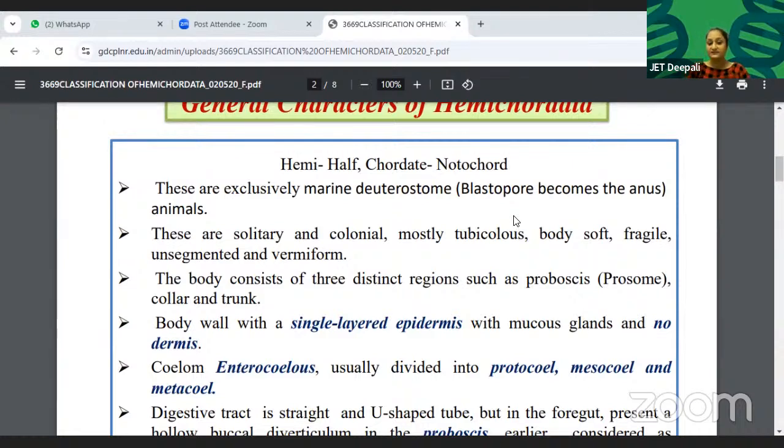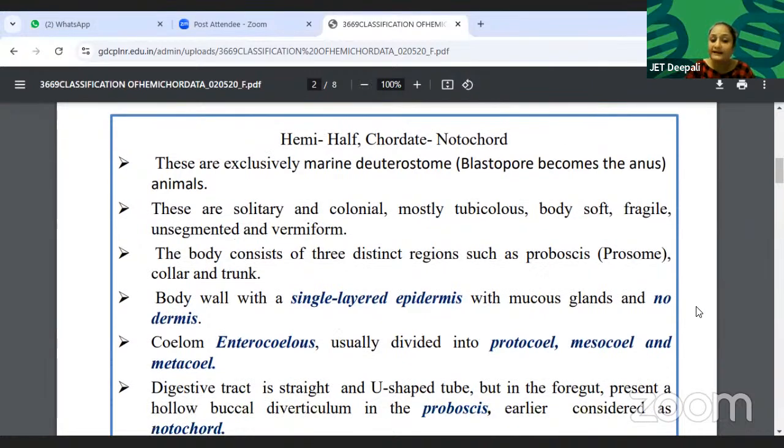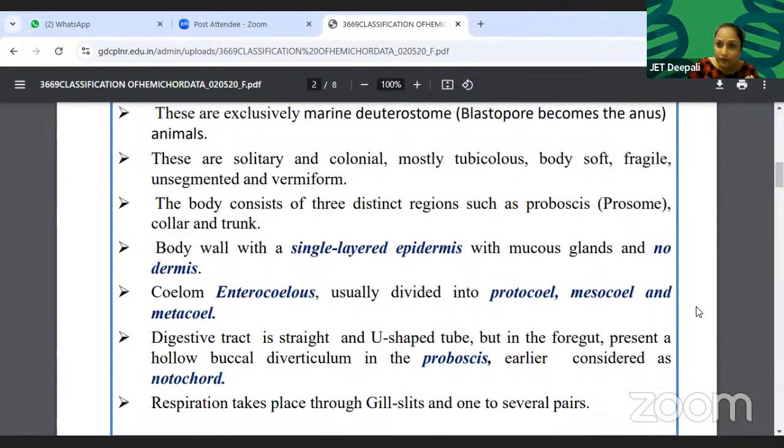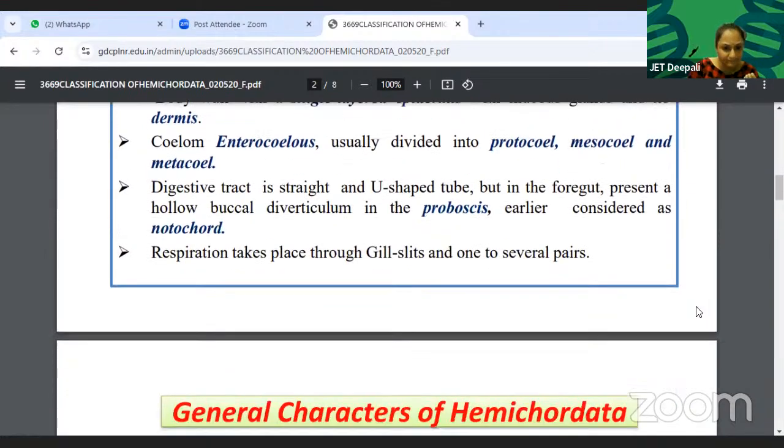Digestive tract is straight or U-shaped tube. But in the foregut is present a hollow buccal diverticulum in the proboscis, earlier considered as notochord. Respiration takes place through gill slits, and gill slits are either one or several.